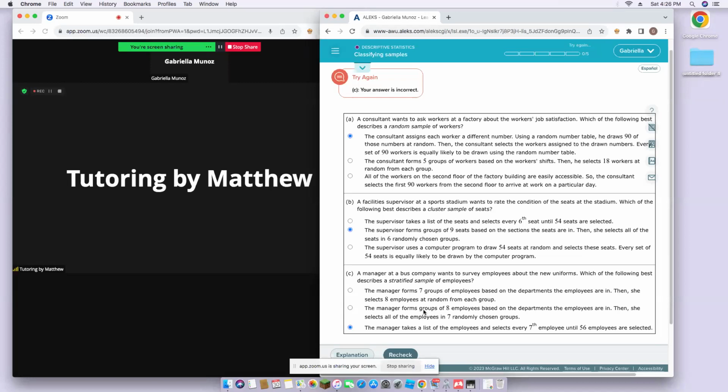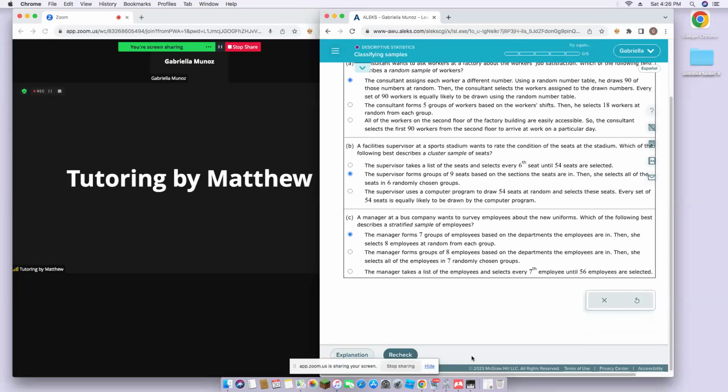So it would be B. It'd be A. No, A. So stratified is when you divide up into the groups. So it says there's 7 groups, but then you select randomly within each group. Systematic is every nth person. There we go. There it is.